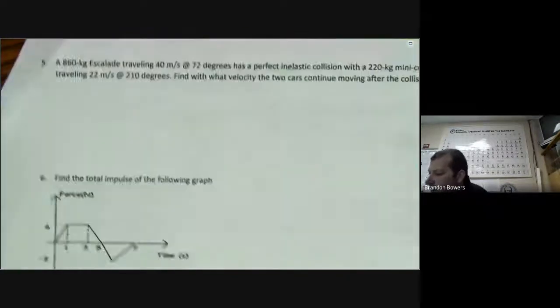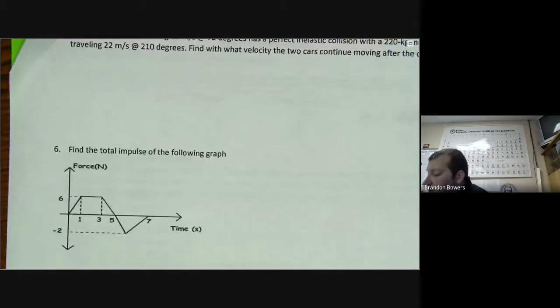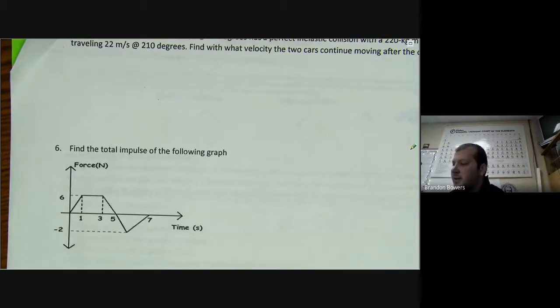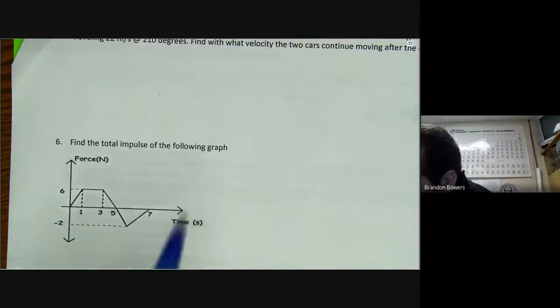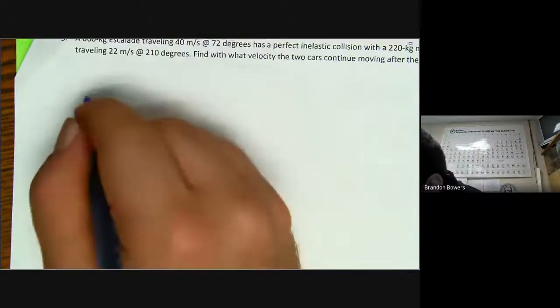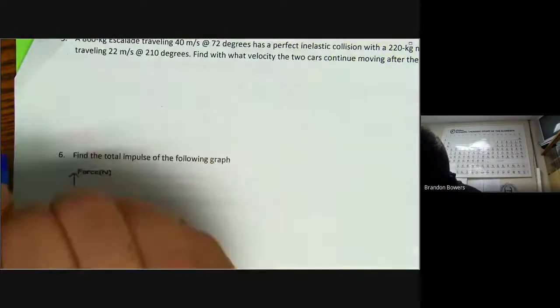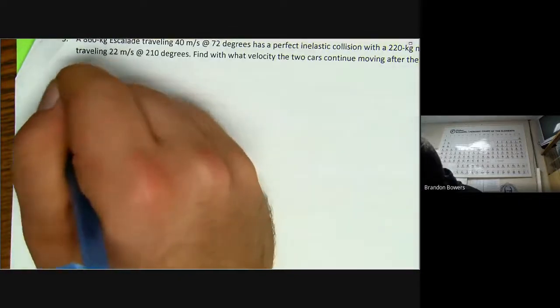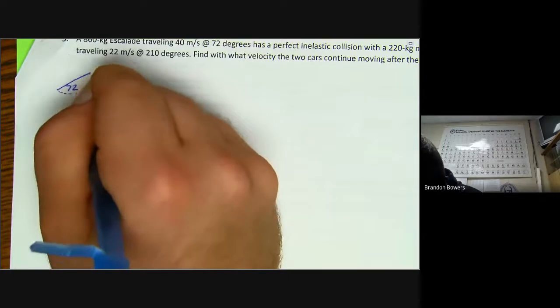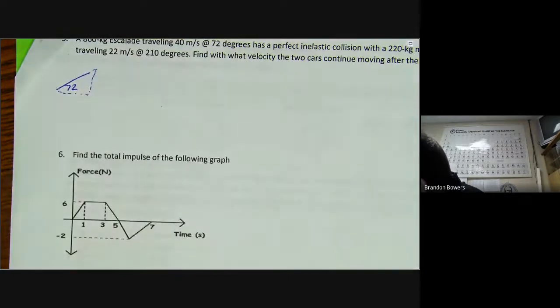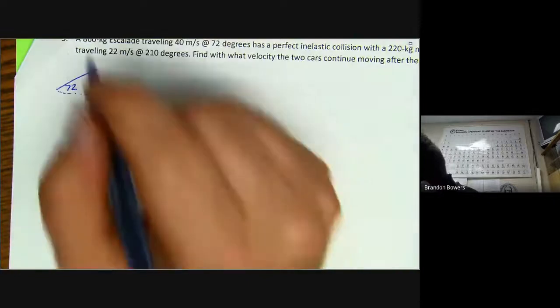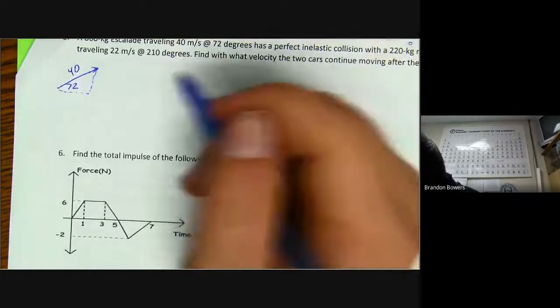Okay, an 860 kilogram Escalade traveling. So, a similar type of problem, just a little more challenging, because you have to draw it out. Okay, so what we've got here is an Escalade. The Escalade has a 72-degree angle. It says it is traveling 40 meters per second. Okay, so 40 meters per second.